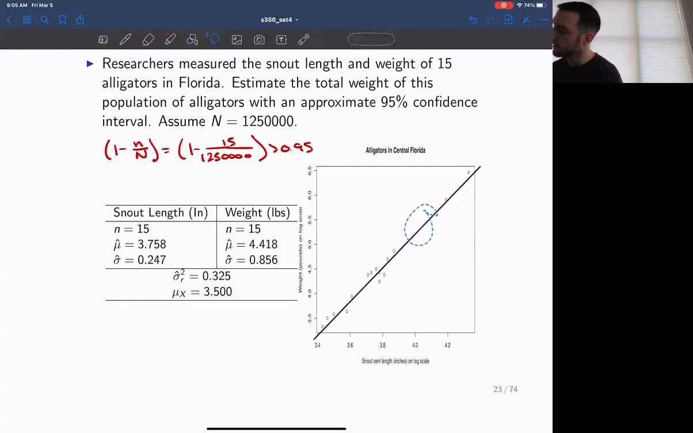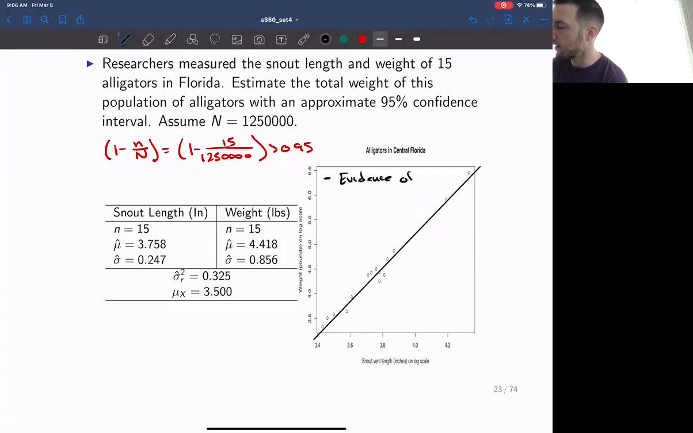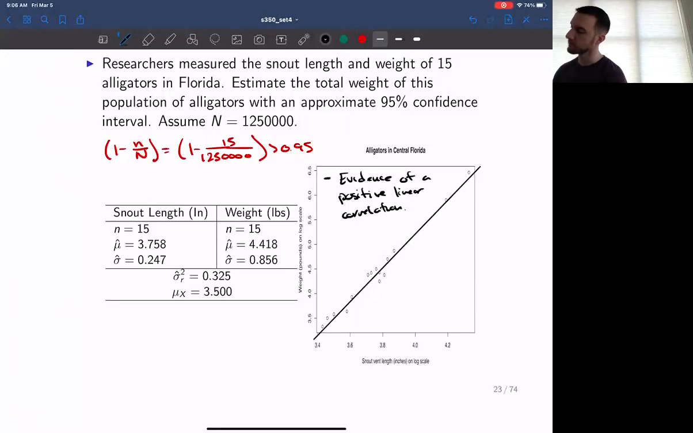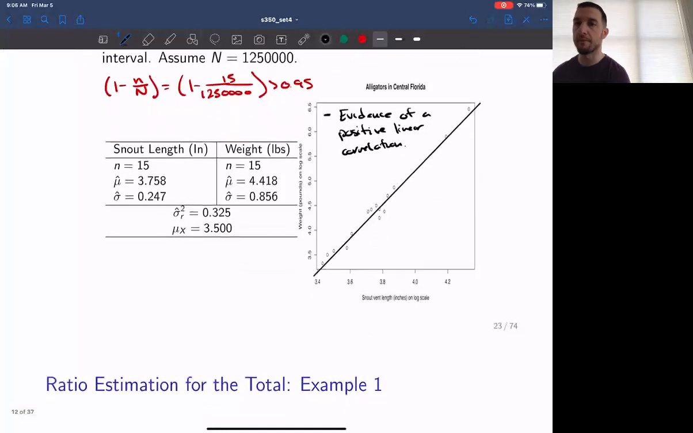we might have something that looks like this. And what we can see here is that it does appear as though the data follow this straight line relationship, right? So from a visual inspection, we have evidence of a positive linear correlation. Okay, so this would suggest that using the auxiliary variable will be beneficial to us. We are gaining additional information by including the auxiliary variable in our estimation scheme.